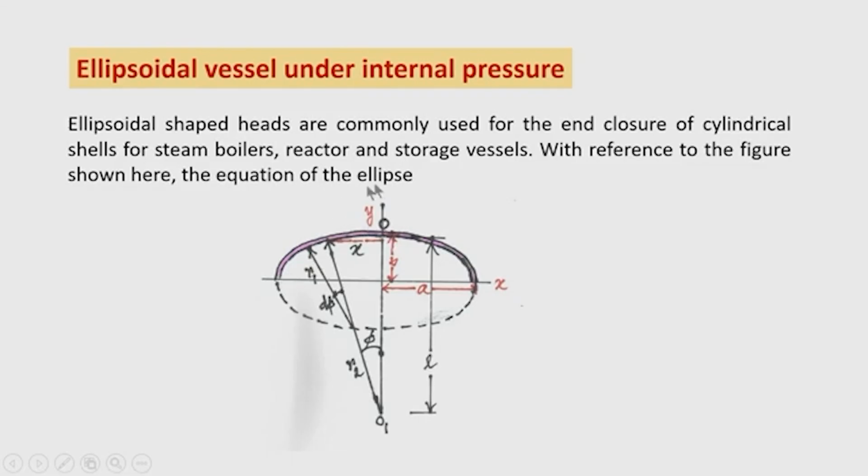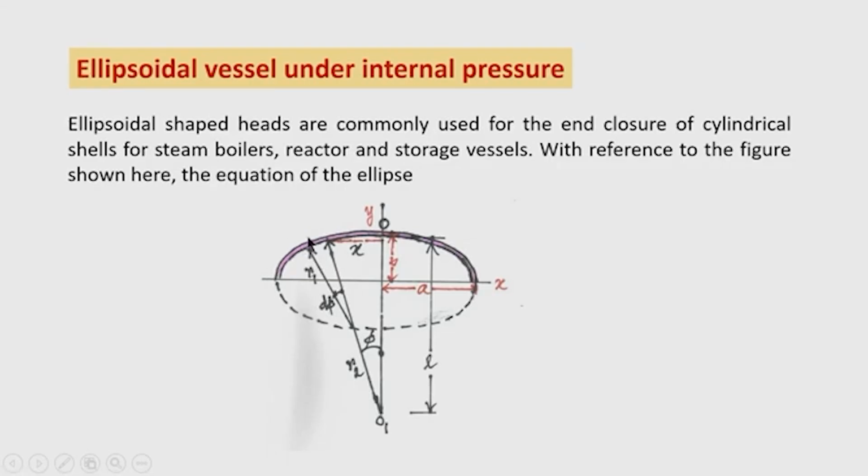Now, this type of shell, that is the ellipsoid of revolution, has application in steam boilers and reactors or other storage vessels, mainly in industry, and there are some technical names for different regions. This apex point is known as the crown, and this level is known as the equator, and in between this is known as the knuckle region. So, there are names given to the three regions: this is the crown, this is the equator and the knuckle region.